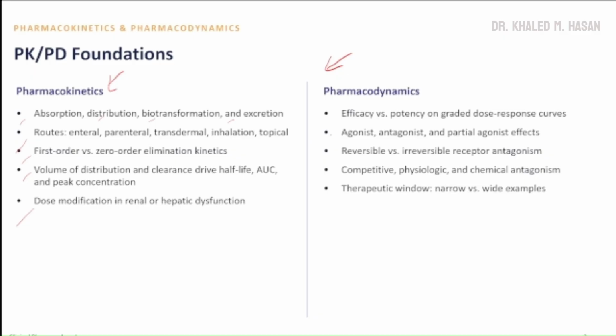Pharmacodynamic, the most important issue, we are going to speak about agonist, antagonist. We are going to speak about efficacy and potency. Also, we are going to focus on the concept of the receptor. So we have reversible receptor, irreversible receptor. Also, we are going to explain the concept of therapeutic window.